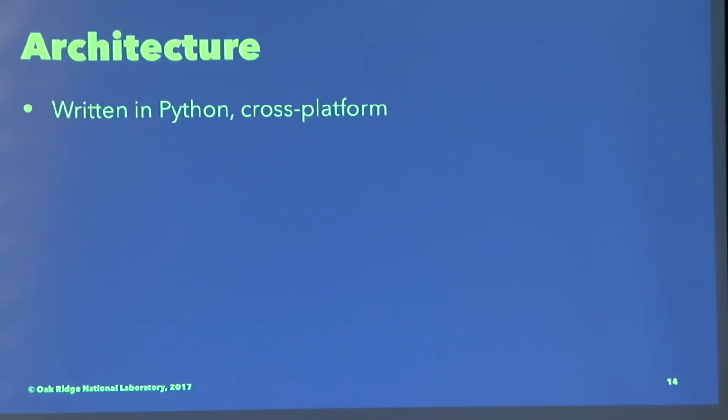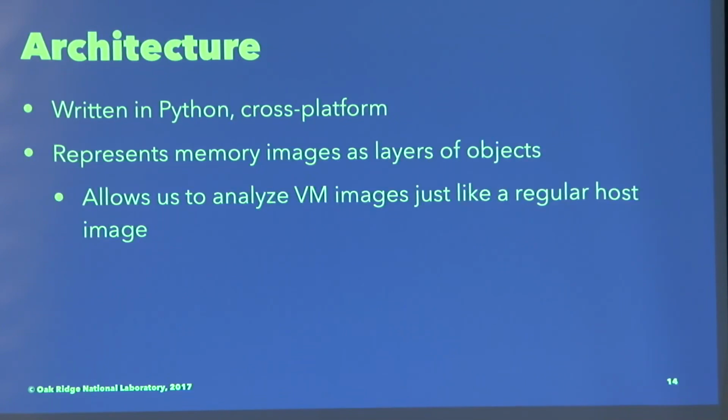So the architecture: it's written in Python, so it's cross-platform. You can run it on Mac, Linux, Windows. It's very straightforward, easy to use. It represents memory images as layers of objects. So basically using Python objects, it starts off with what's called a file address space. And then from there, it goes down to a virtual memory address space, and it builds on top of that.